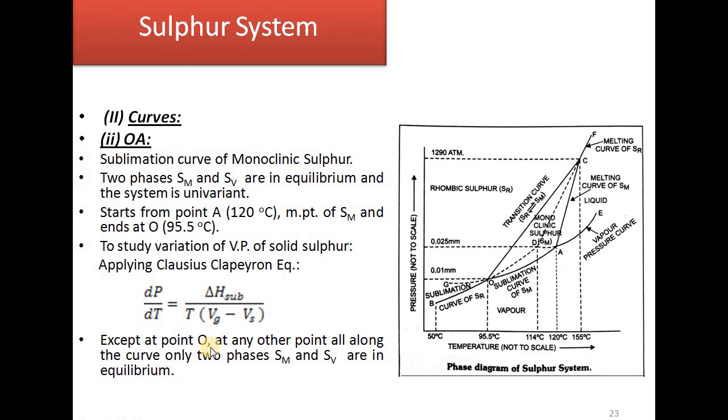Now, except at point O, at any other point all along the curve, only two phases are in equilibrium, which are Sm and Sv. You can say monoclinic sulfur and vapor form of the sulfur will be in equilibrium along the curve OA.